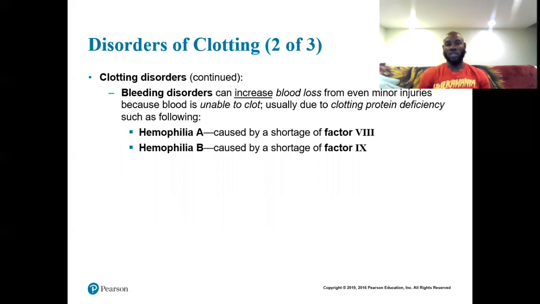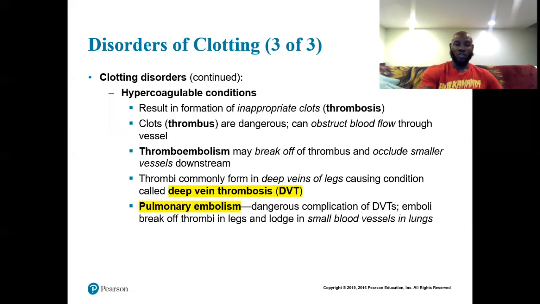Bleeding disorders: increased blood loss from even minor injuries, which I was just talking about. Hemophilia A is caused by a shortage of factor 8, hemophilia B by a shortage of factor 9. These are two blood clotting factors. If they're not available, your blood doesn't clot properly. Therefore, because it doesn't clot, you bleed, you lose more blood. So hemophilia is when your blood doesn't clot when it needs to.